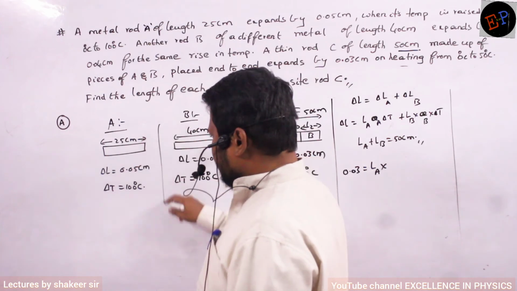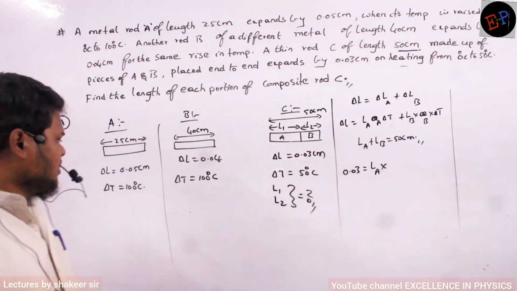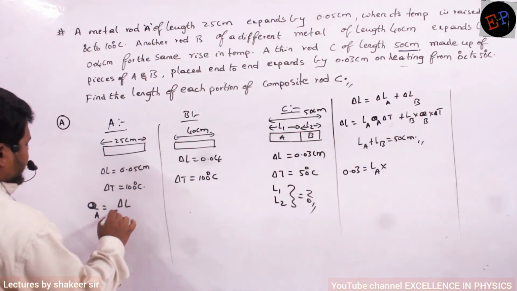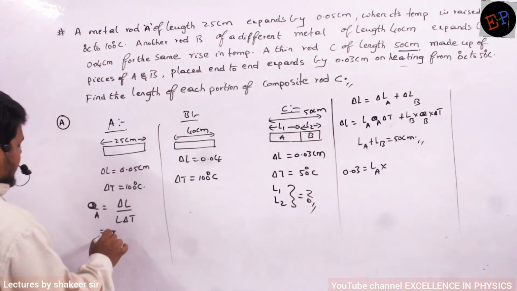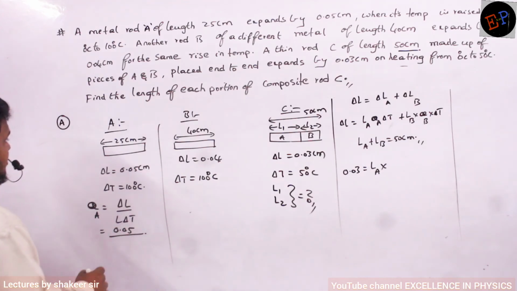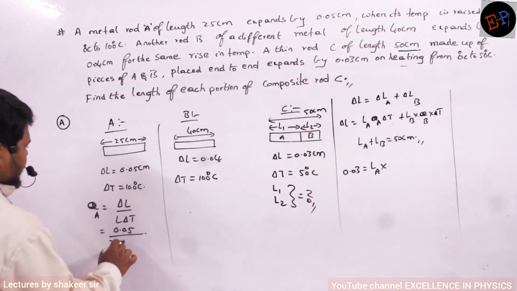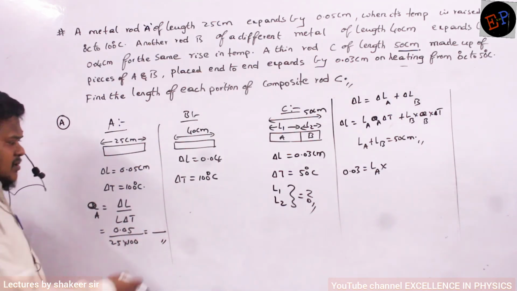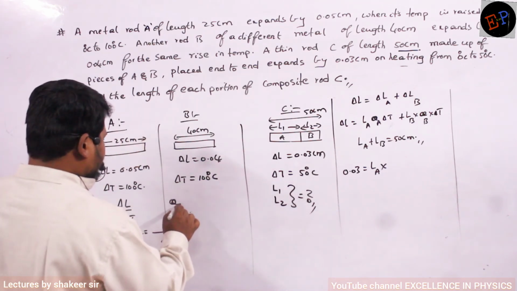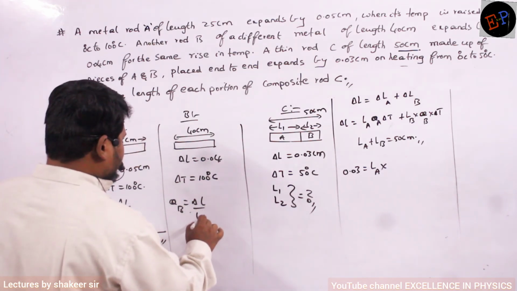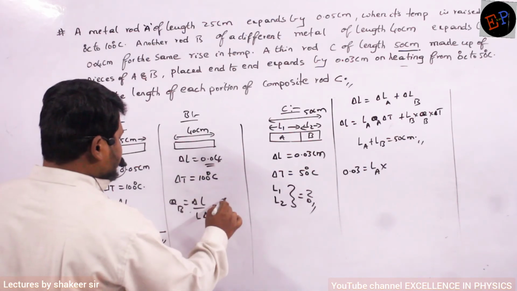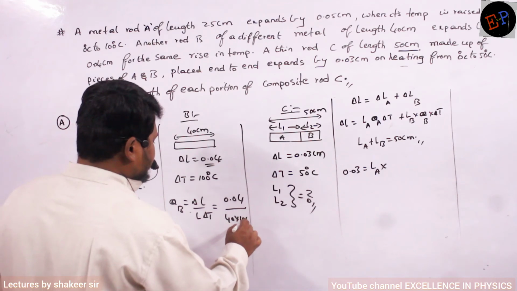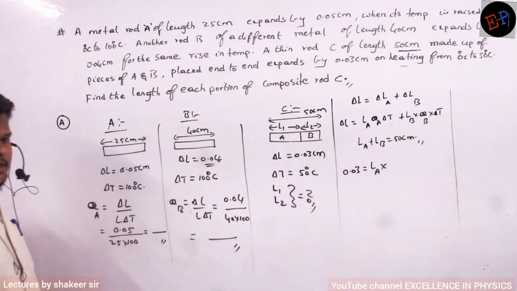How can I calculate from here? I can calculate alpha of first rod. What is alpha? Listen very carefully. Alpha A is equal to delta L divided by L delta T. Clear? What is delta L? 0.05 divided by the original length, 25, multiplied by change in temperature, 100. You calculate this one, you will get alpha of the first rod. Then you calculate alpha of the second rod. Alpha B is how much? Again same relation, delta L divided by L delta T. What is the change in length in second condition? 0.04 divided by initial length 40 and change in temperature 100. You calculate this one, you will get alpha of the second rod.